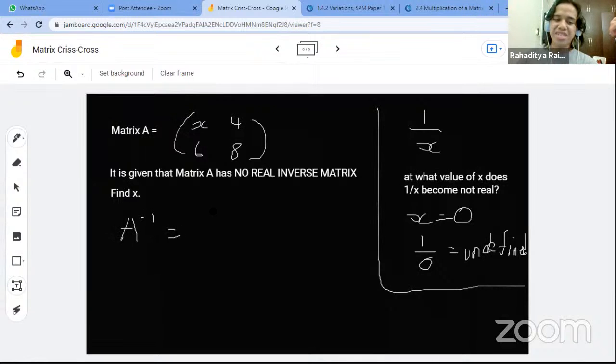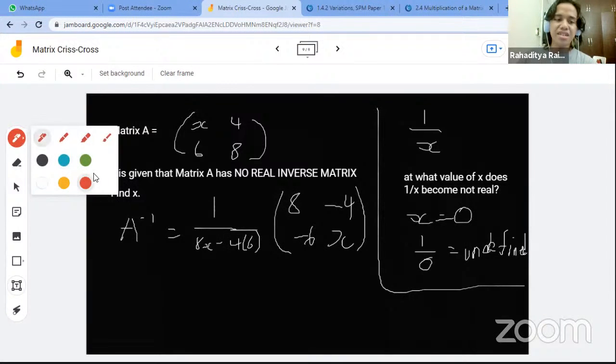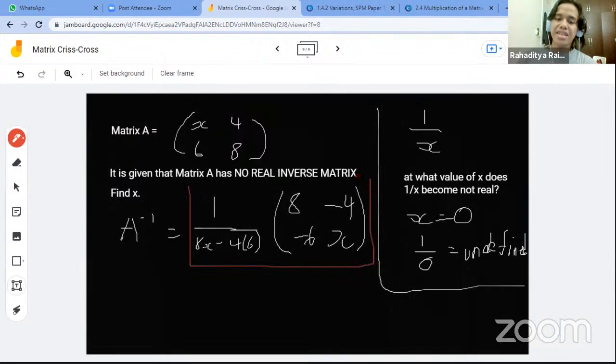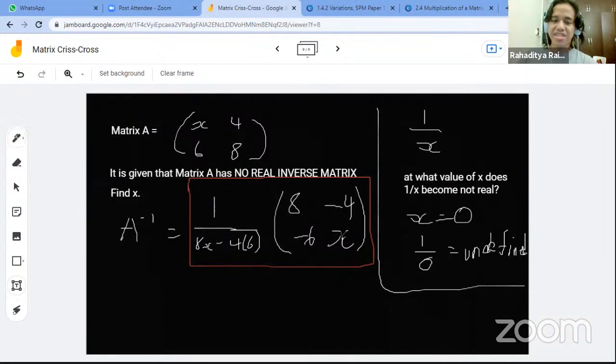Okay, let's try finding the inverse matrix of A. 1 over 8x, not plus, remember this is minus, minus 4, 6. So 8x, negative 4, negative 6. Now, how do you make this not real? Can someone tell me how do you make this not real? How does one make this thing not real? I gave you some related info earlier, so use that wisely.